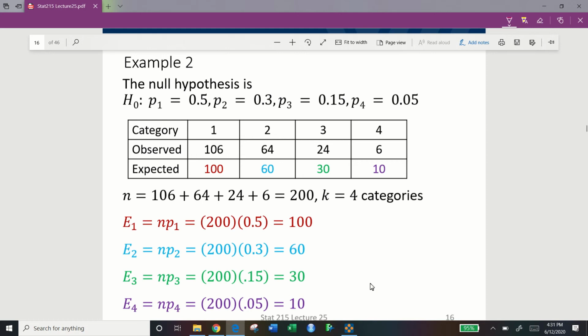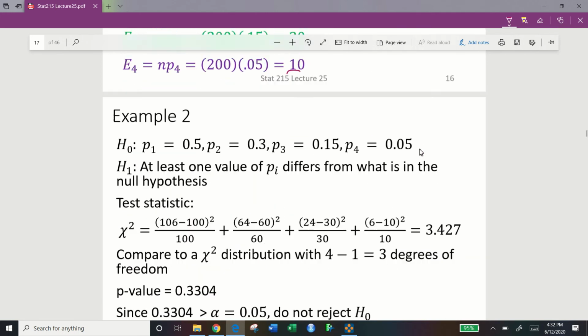Now this leads us to calculate our expected values. Remember, the expected value is the sample size times the probability, or at least our null hypothesis stated probability. This will be n times p1, n times p2, n times p3, and n times p4, which will give us an expected value of 100, 60, 30, and 10. Looking at our observed and expected counts as they are, they don't appear to be too different, but we can't say for sure until we calculate our test statistic.